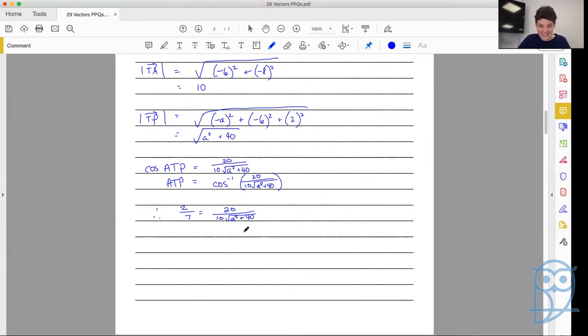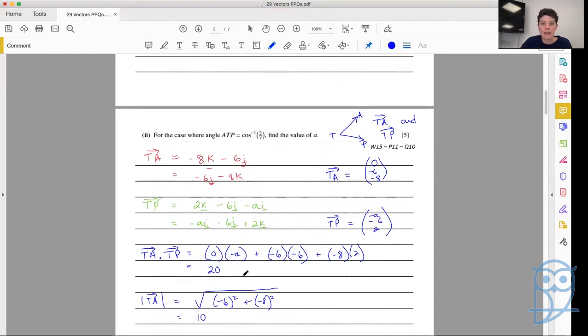Let's get rid of those fractions. So 7 times 20 gives us 140 equals 20 square root a squared plus 40. Getting rid of that 20, we would then have a squared plus 40 equals, beautifully simply, 140 divided by 20 gives us 7. So now we know that a squared plus 40 equals 7 squared, 49, because we're going to square both sides. So a squared equals 9. And a equals 3 or minus 3.